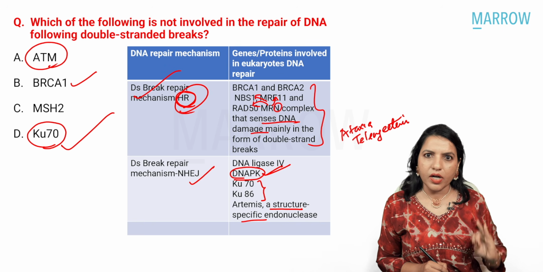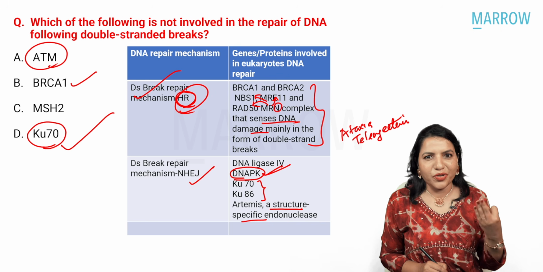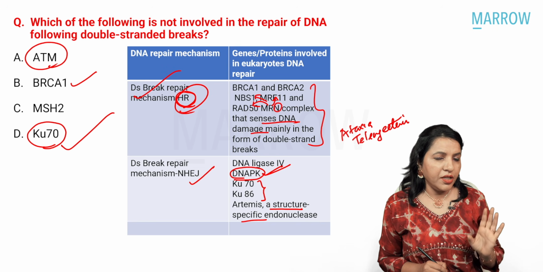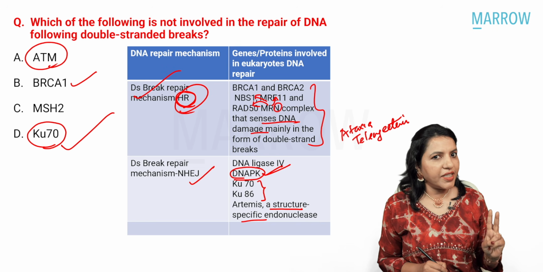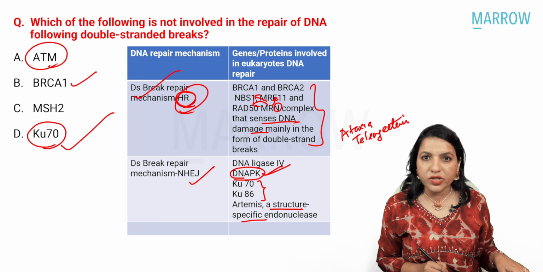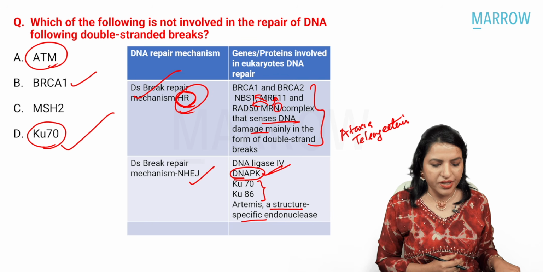BRCA1 also we have learned like that. Ku may or may not be known to you, but at least you can exclude two options. Then you are left with two options, and you can make a guess on that, okay? This is how you can approach such questions if you are totally unaware of the names of these proteins.